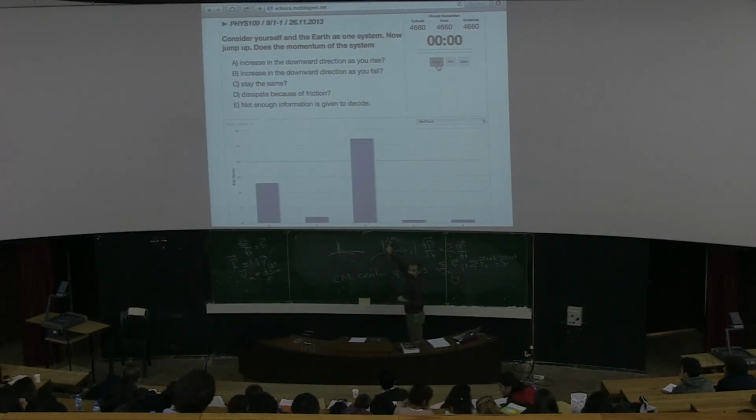So I have an upward momentum. The Earth has a downward momentum. Initially, none of us had a momentum. After I jump, we both have a momentum in opposite directions. So the total momentum is 0. Initially, the total momentum was 0. Finally, the total momentum is 0. Okay, question over there.